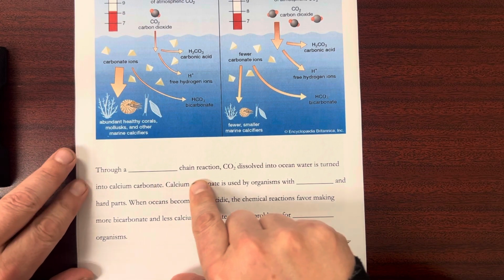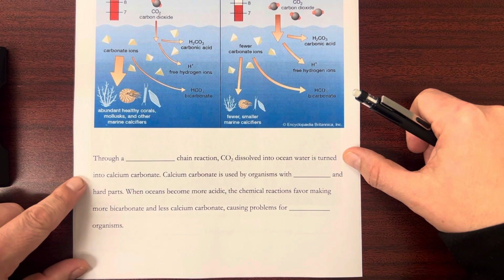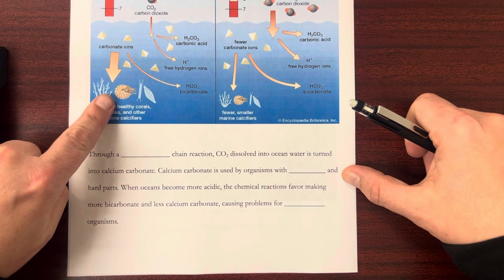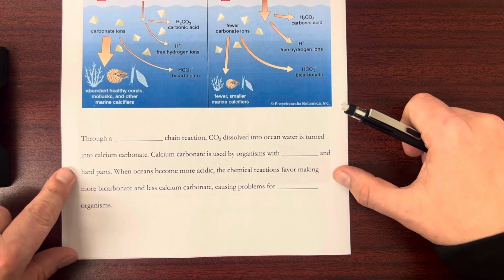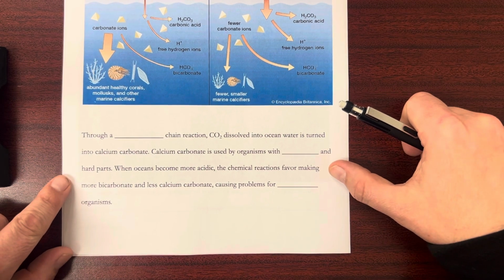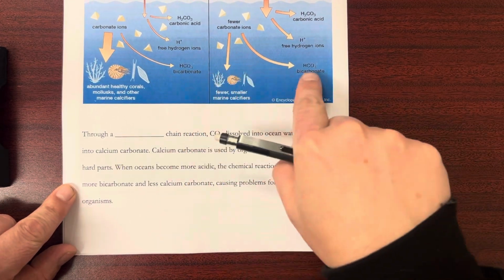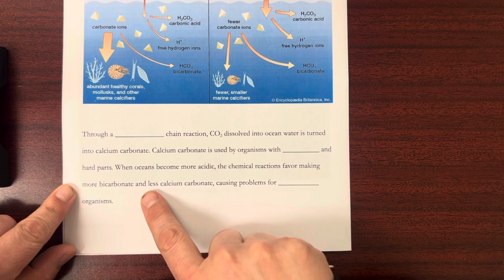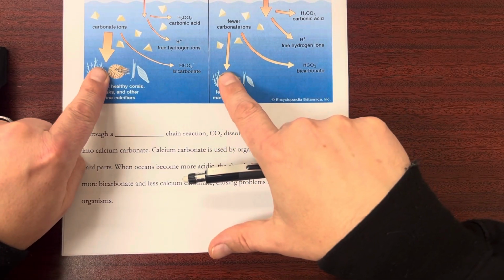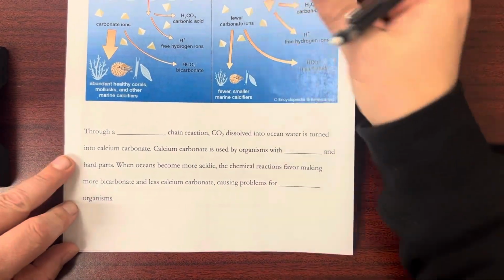Through a chemical chain reaction, CO2 dissolves into ocean water and is turned into calcium carbonate. Calcium carbonate is used by organisms with shells and hard parts. When oceans become more acidic, the chemical reactions favor making more bicarbonate, which you can see between these two. More bicarbonate is made here, and less calcium carbonate, causing problems for living organisms.